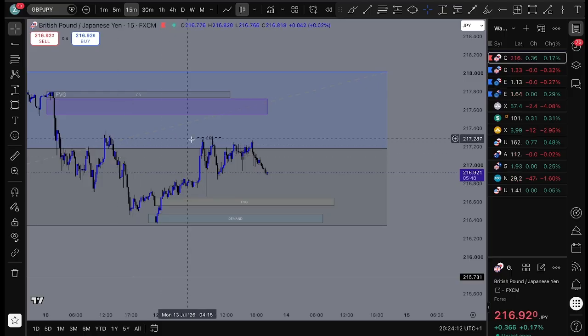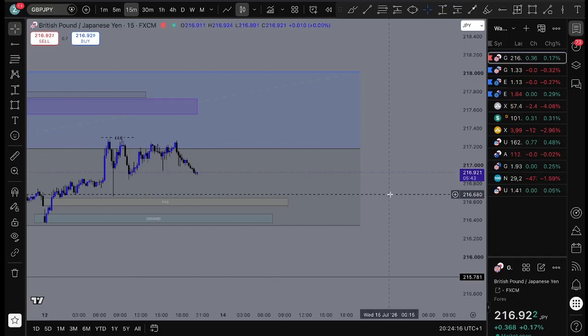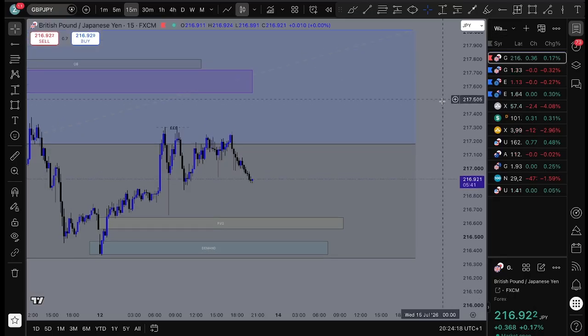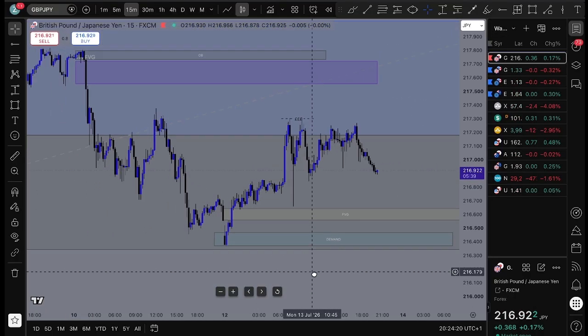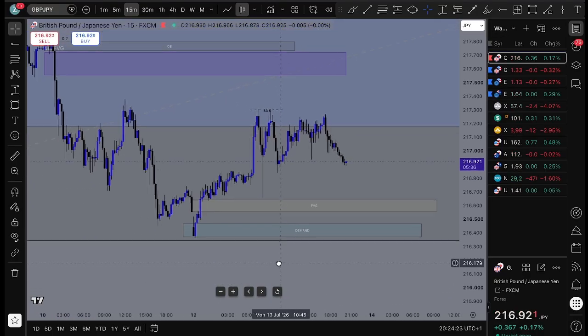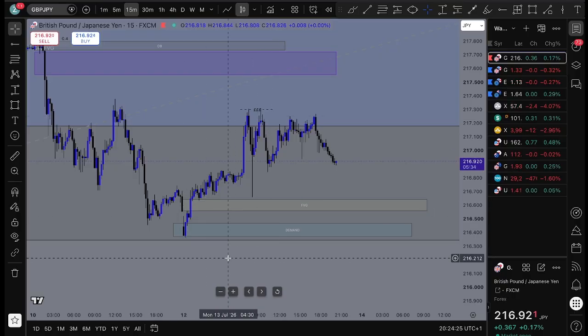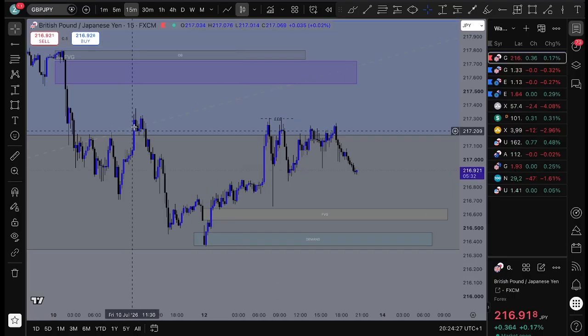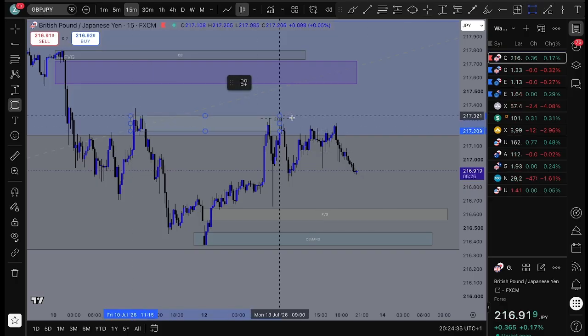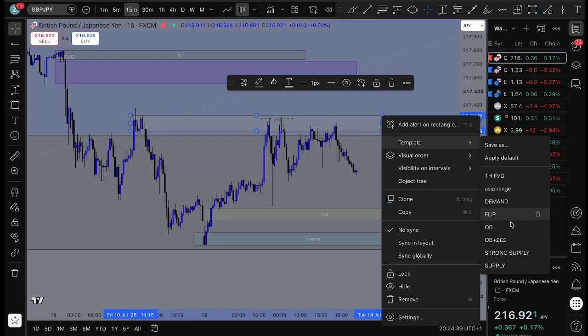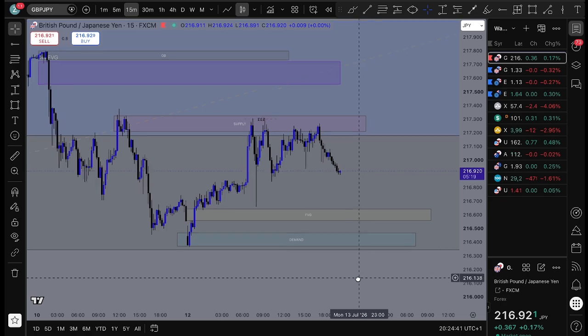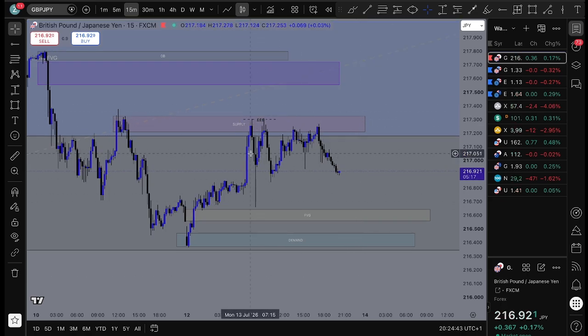We've sought fair value all the way up to here. We're now on the pullback phase. It's looking a bit choppy, to be honest with you, so we won't be looking for a trade just yet. We'll wait for one of our points of interest to be hit. That supply. Absolutely smashed.